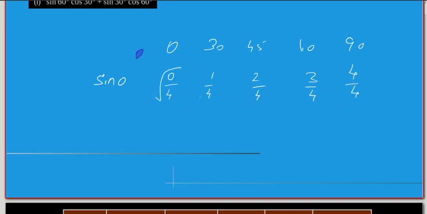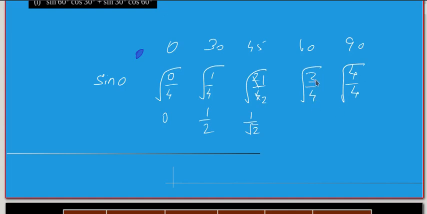Now we take square root everywhere. 0 by 4 becomes 0, and the square root of 0 is 0. Here the square root of 1 is 1 itself, and the square root of 4 becomes 2, so it is 1 by 2. Here 2 and 4 get cancelled and we get 1 by 2 inside the square root, so we will get 1 by root 2. The numerator is 1 and the denominator is 2 inside the root.